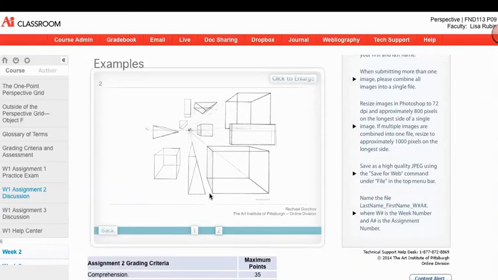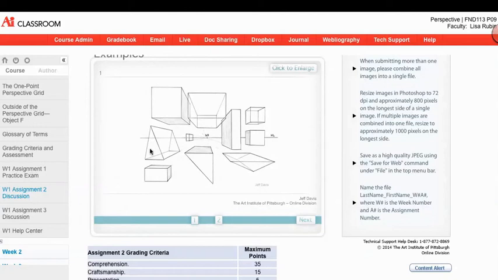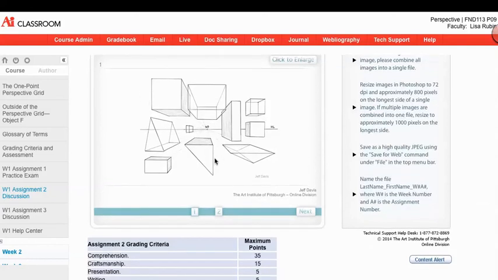So that's all you need to really remember, is that every single line, these lines, these lines, these lines, all the lines that represent the sides of the boxes, not the plane that's parallel to us, recede to the vanishing point. Okay, so good luck with this, and I'm looking forward to seeing your work.